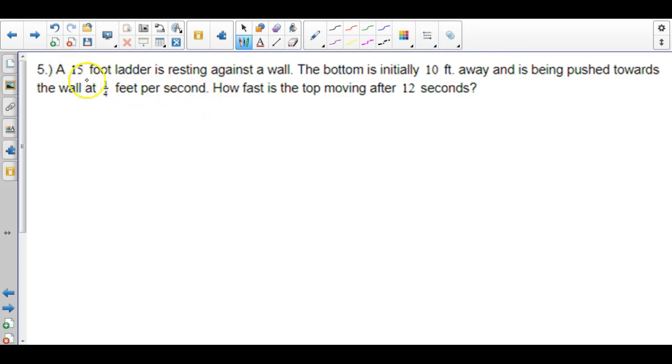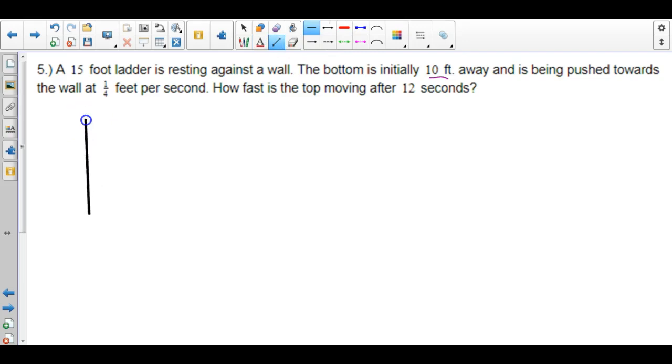So a 15-foot ladder is resting against a wall. The bottom is initially 10 feet away, and the bottom of this ladder is being pushed towards the wall. And it's giving us the rate at which the bottom of that ladder is being pushed towards the wall. We want to know how fast the top is moving. We cannot assume that the top is being pushed at the same rate as the bottom. And we want to know how fast that top is moving after 12 seconds. So kind of a loaded question here.